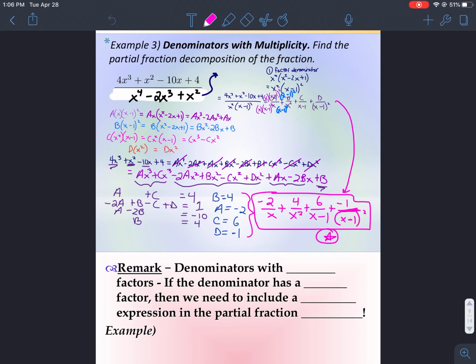This is Pre-Calculus Math Analysis, Section 7.4. This is going to be part 3 of the notes. Last time we talked about denominators with multiplicity. That's where we left off.